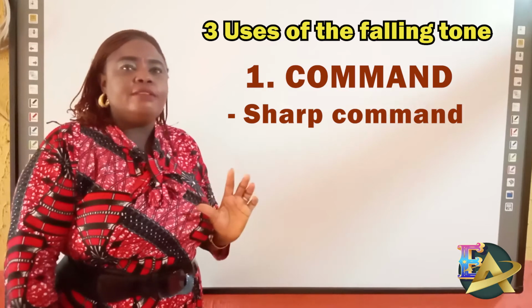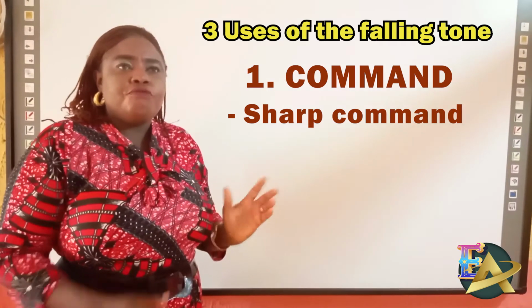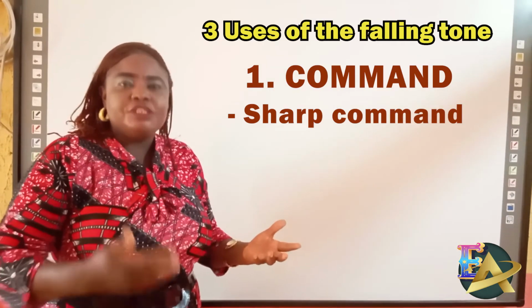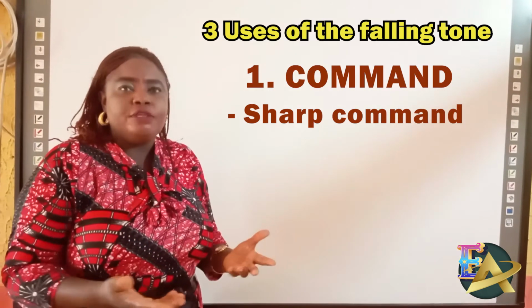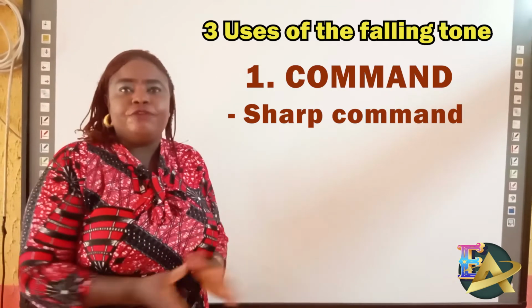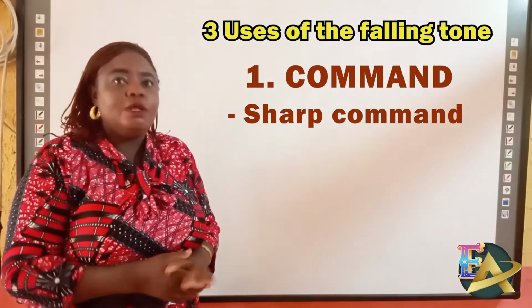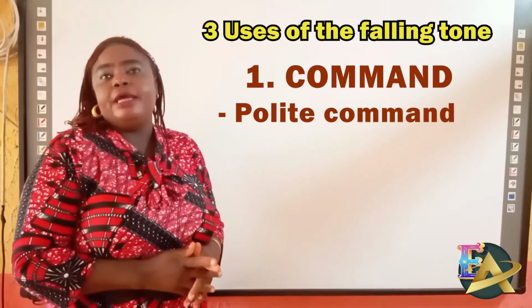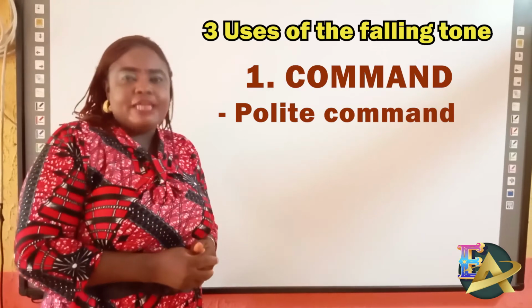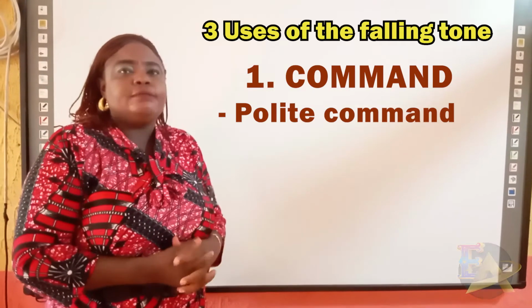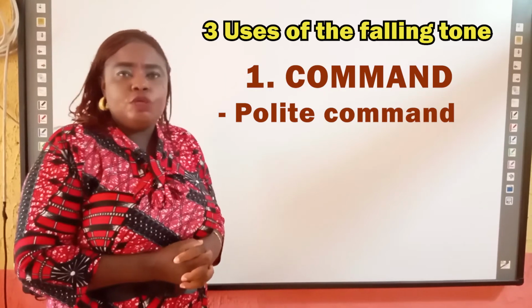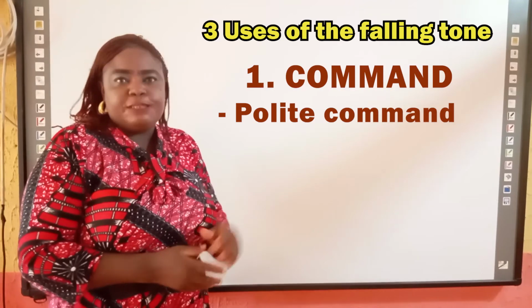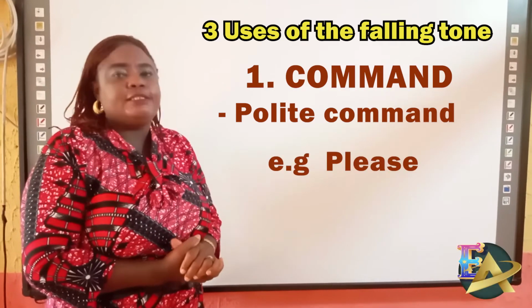The sharp command is the kind of command where the person you're commanding is fully aware that you're commanding him or her. It's like a do or die affair. The person has no other option than to do what? Than to obey. While for the polite command, the person you're commanding might be aware or not that you're actually what? Commanding him or her. And so the person could choose to what? To obey or not. Especially when you use the magic word, please.